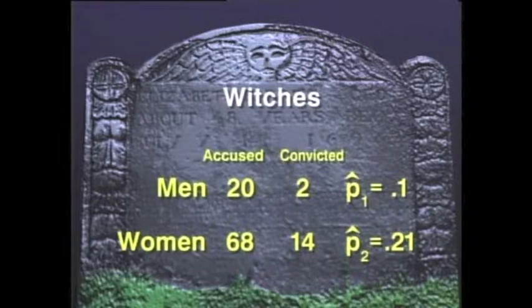We'll work through a two-proportion significance test using the rates of conviction between men and women in the Cupertino witch trials. From our data, we see that of the 20 men accused, 2 were convicted, giving us a p-1 value of 0.1. For women, 14 of 68 accused were convicted of witchcraft, giving us a p-2 value of 0.21. This seems like a significant difference, but let's use a significance test to see if it really is.